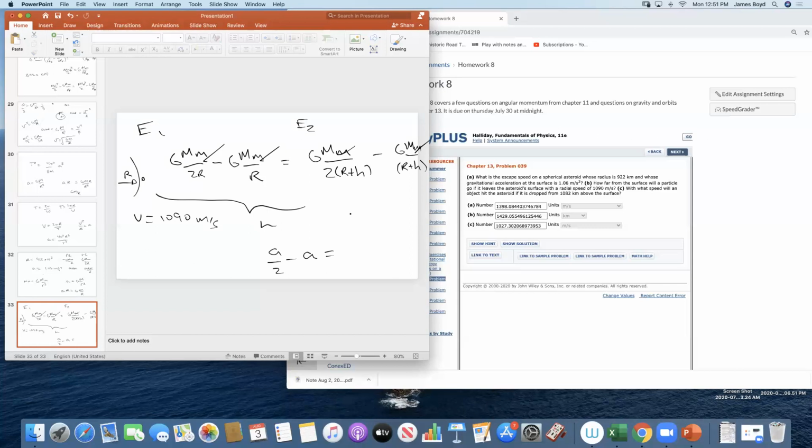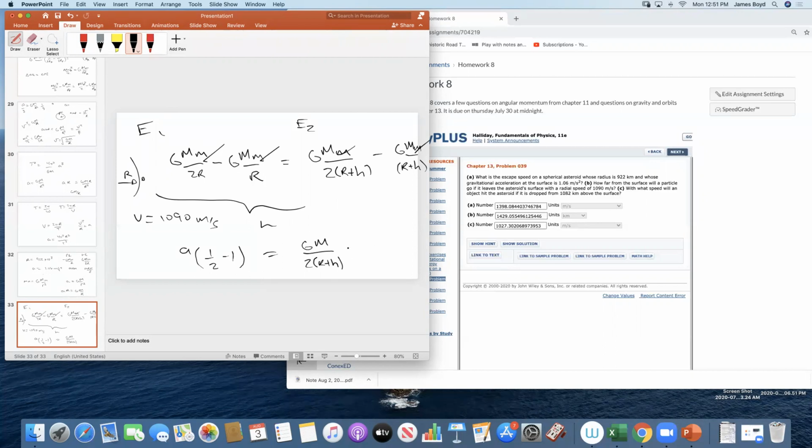No, I want to leave that alone. I want to solve this for H. So let me do this. This is A times 1/2 minus 1, or minus 1/2 A, is equal to GM over 2R plus H minus GM over R plus H.